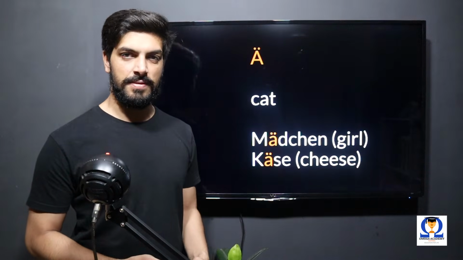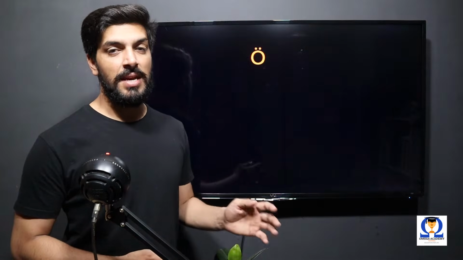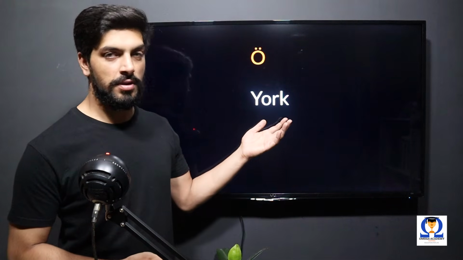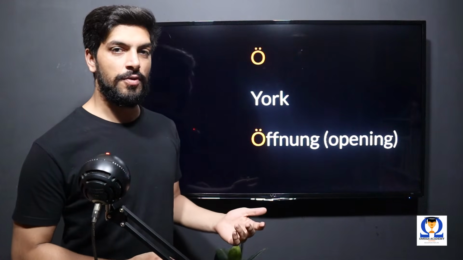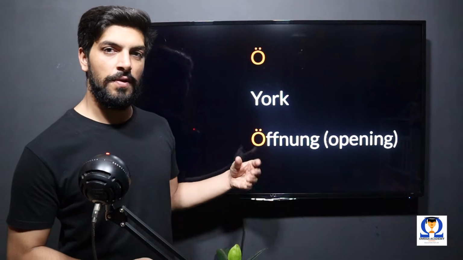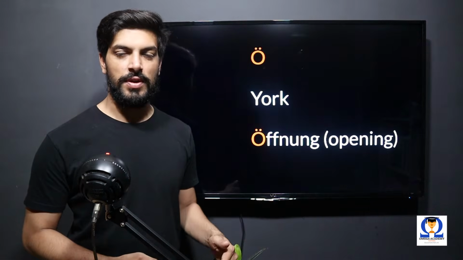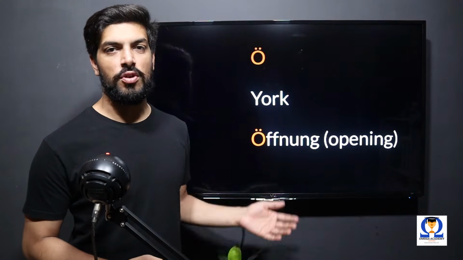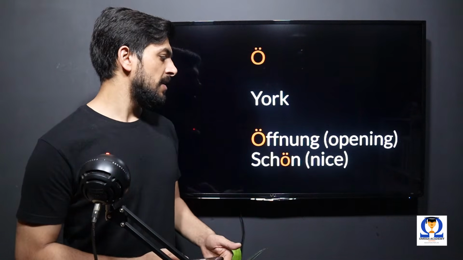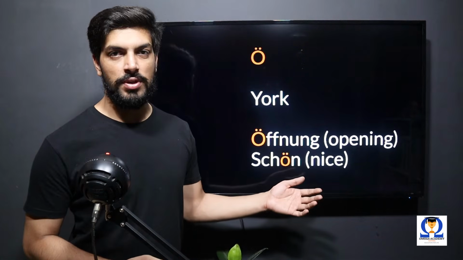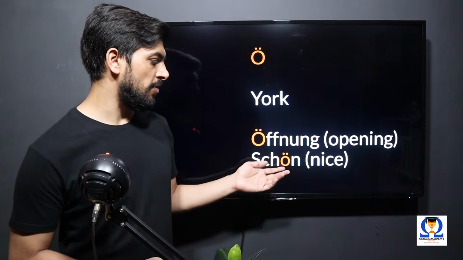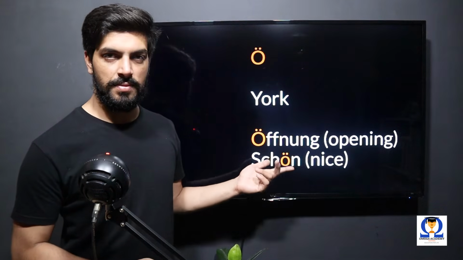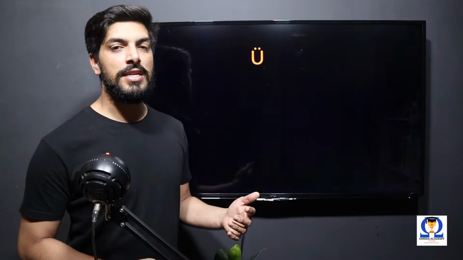Käse is cheese. Alright. The next one is ö. The same sound when we say York, this is the sound ö, right? An example of that would be Öffnung. Öffnung is opening. So when you open a shop or open a door, that is called Öffnung, an opening, right? Second example is schön. Schön is nice or beautiful, whatever you want to call it, right? So this is the sound ö. Nice. Third one is ü.